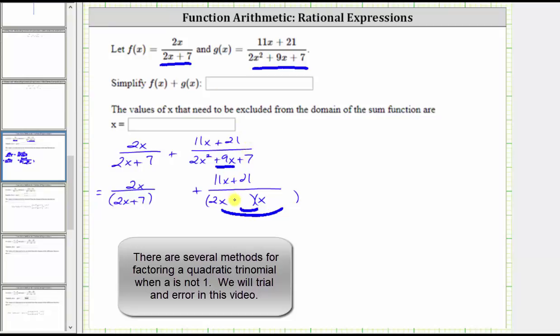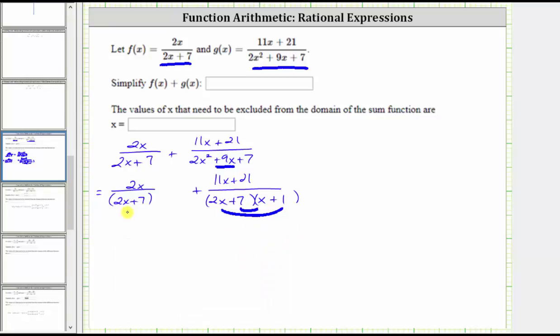Let's try placing a plus 7 with the 2x and a plus 1 with the x. And now check the sum of the inner product and outer product. The inner product is 7x plus the outer product is 2x, which does give us 9x, the middle term. We now know this is factored correctly.